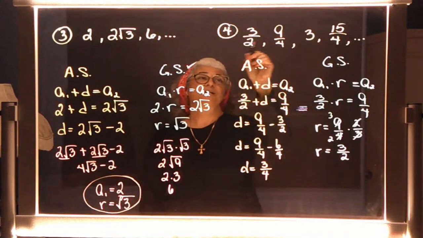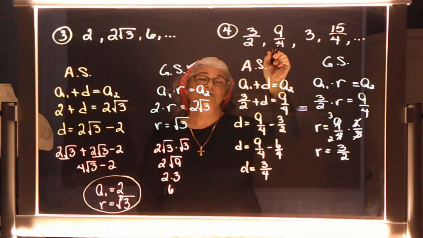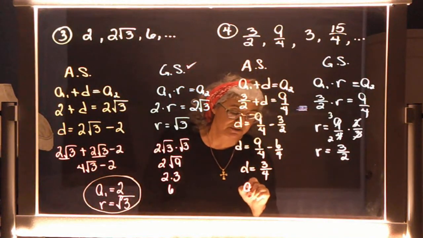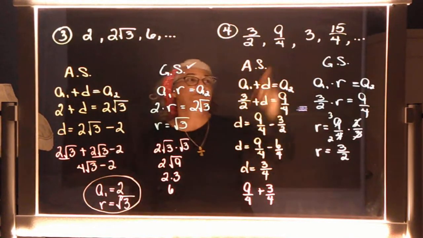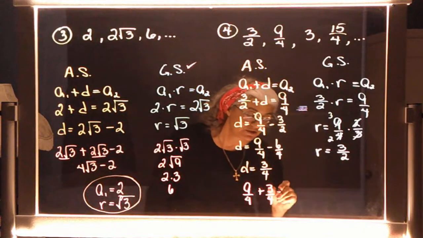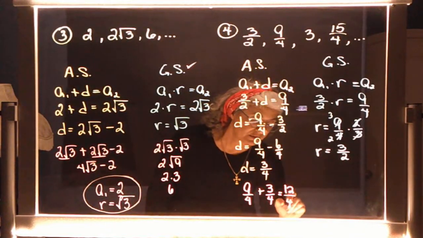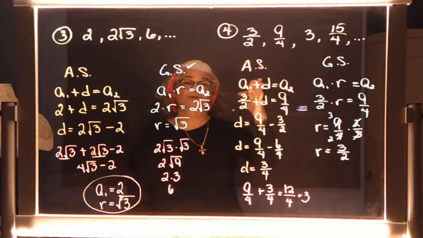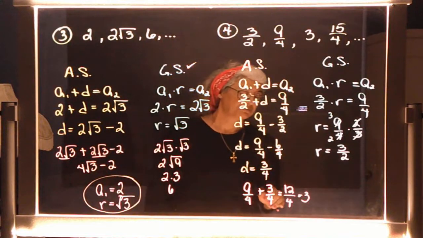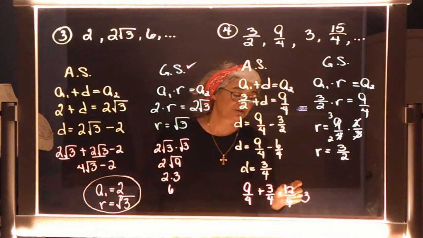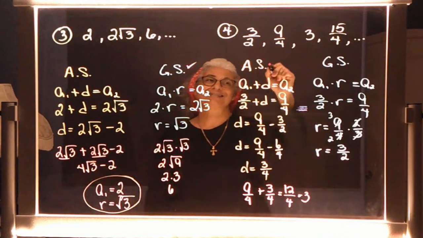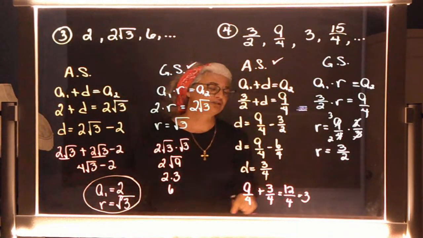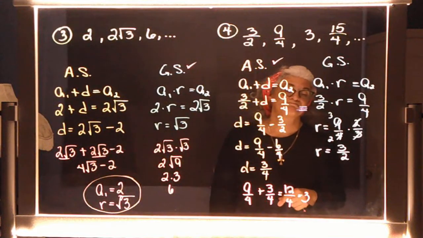I already know that it works between terms 1 and 2. If I take the 9/4, the second term, and add 3/4 to it, I'm hoping I get the third term. So what do we get? 12 over 4? 3. Ooh, this works. And I could do it again. I could take the 12/4 and add 3/4. I get 15, right? I'm thinking it's arithmetic, but we're going to check the geometric just to make sure.